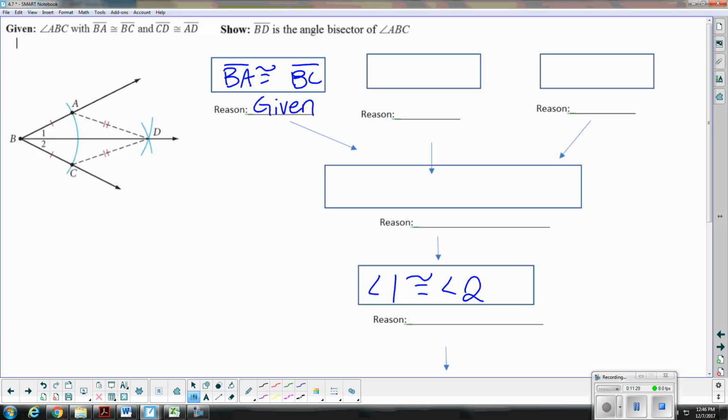The second thing we know is that CD is congruent to AD. That was also given. Okay, so now there's a third piece of information that's going to lead us to our next conclusion. Anytime you're working with triangles and trying to prove corresponding parts of those triangles are congruent, like angle 1 and angle 2, we're trying to show that those two triangles are congruent. So let's try showing that the triangles are congruent.